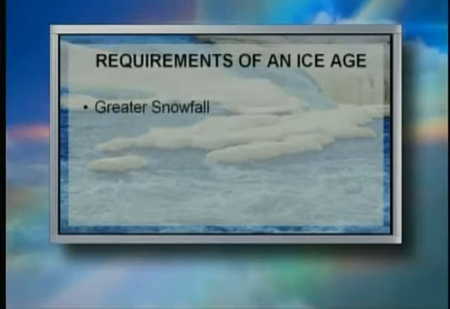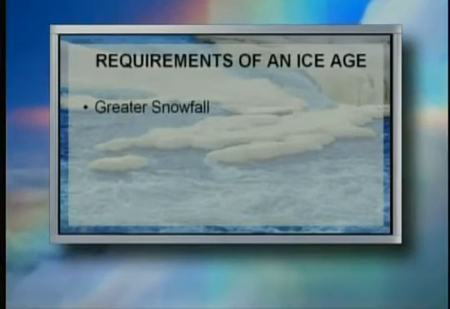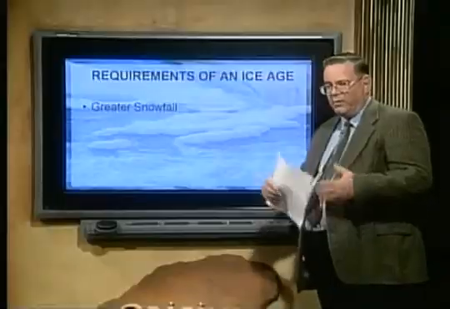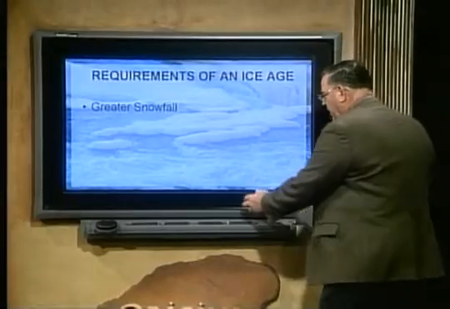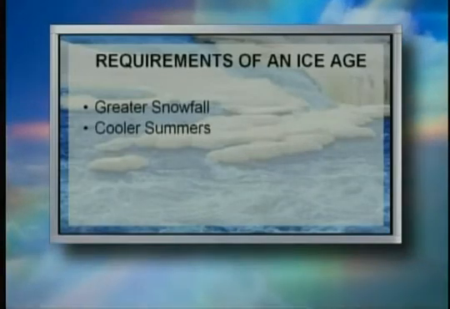Now, everybody's in agreement that there are actually two requirements for an ice age to occur. The first one is greater snowfall. You have to have more snow than we have today. The second requirement is that you have to have cooler summers. And the idea here is that if you have even a lot of snowfall in the wintertime, in the summer, if it all melts away, it won't continue to accumulate. So the summers have to be colder to preserve the amount of snow and ice that fell in the wintertime.